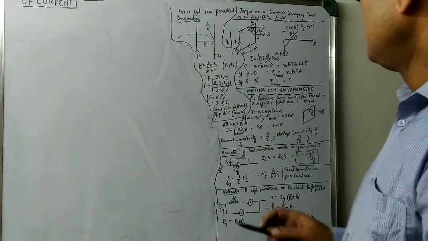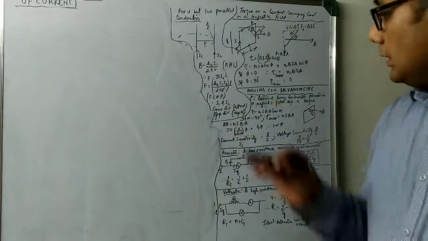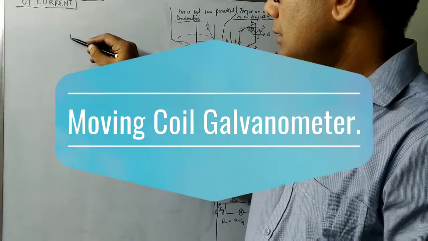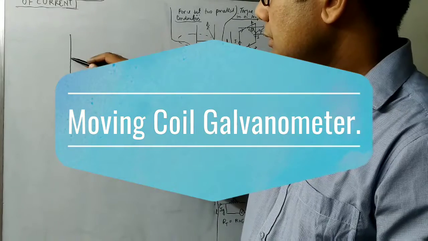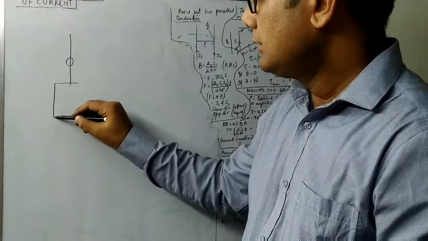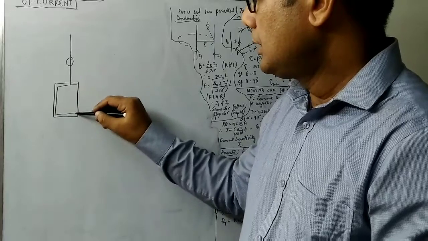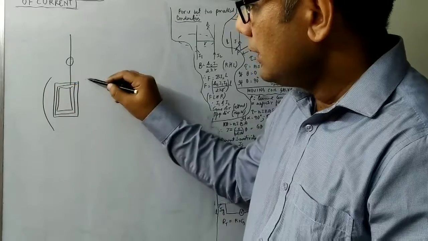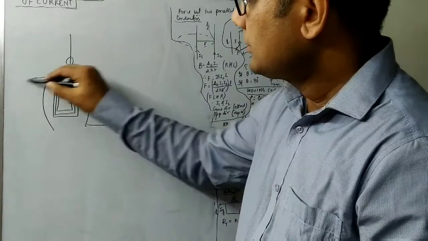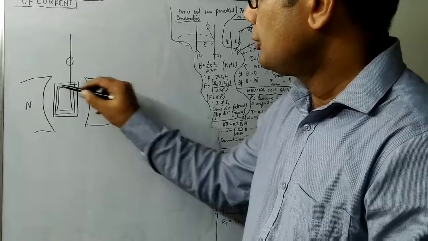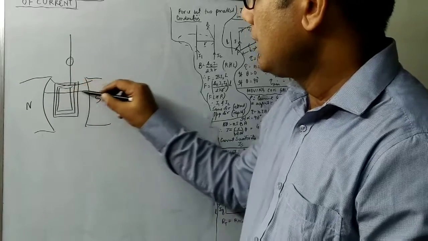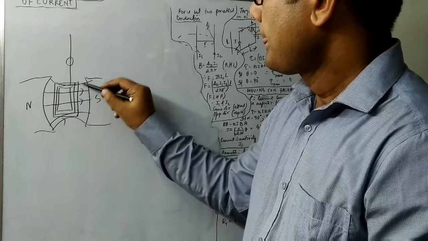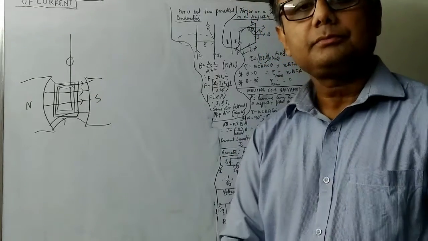Now, next topic we move on to the moving coil galvanometer. It is another very important topic. Here is a phosphor bronze mirror, and here is the coil having some turns. It is placed in a radial magnetic field, with a north pole and a south pole. That means the magnetic field acts like this, and the field lines all pass through the coil.